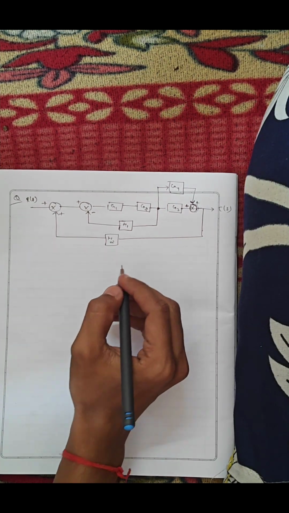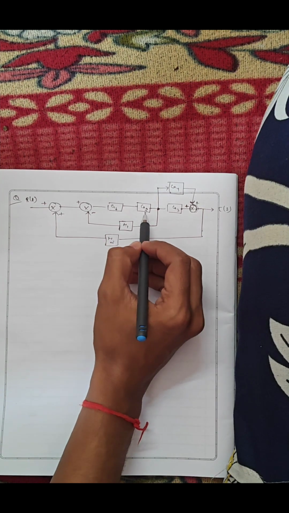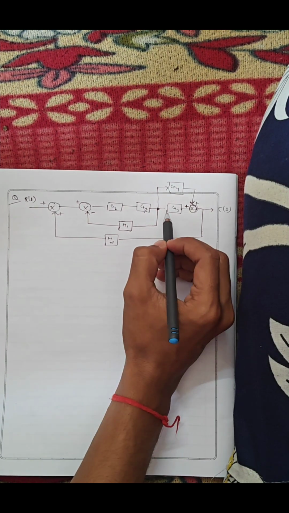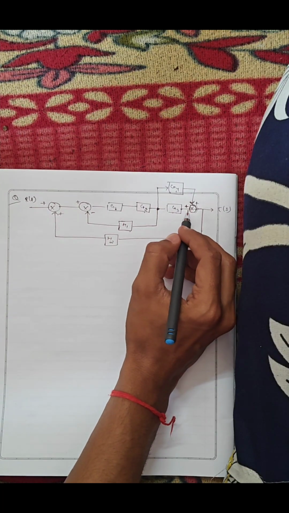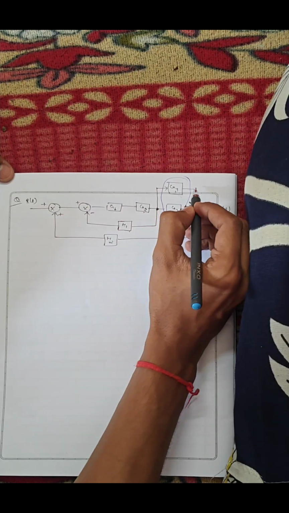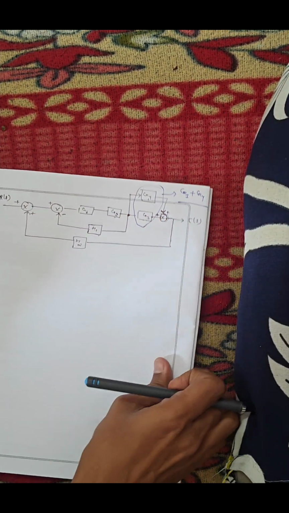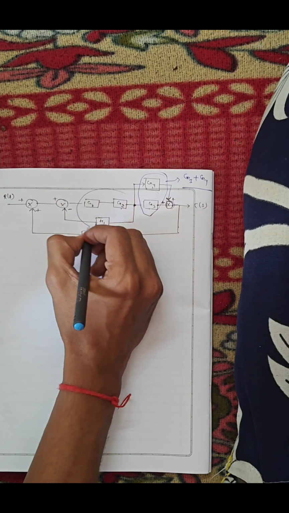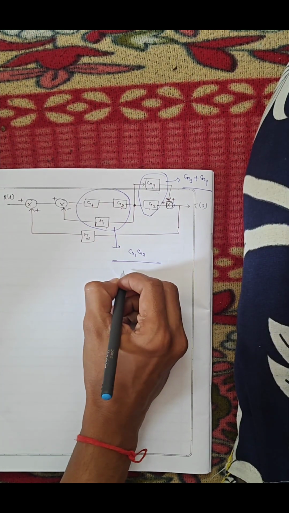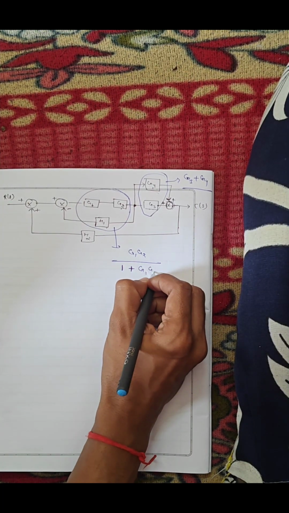So here we will start with an example. Here G1 and G2 are in series with the negative feedback H1, and G3 and G4 are connected in parallel. For the parallel, we know it is the summation, so here it will be G3 plus G4. After that, we will reduce this one part. So it will come as G1 G2, and for the negative feedback we add the plus, 1 plus G1 G2 H1.